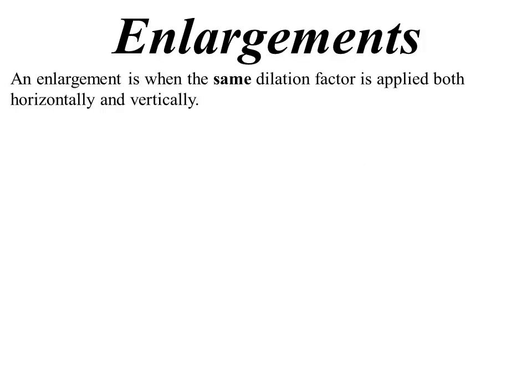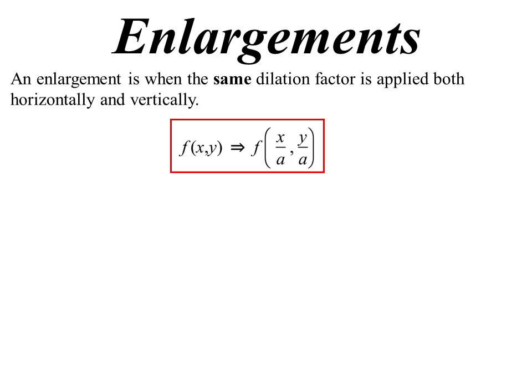Enlargements. How do we enlarge a graph? Well, that's when you apply the same dilation, both horizontally and vertically, and have the effect of getting the same shape, but just a bigger size, or a smaller size, depending on what the dilation factor is. So the x and the y values would change to x on a and y on a. So every point on the curve would change that way.